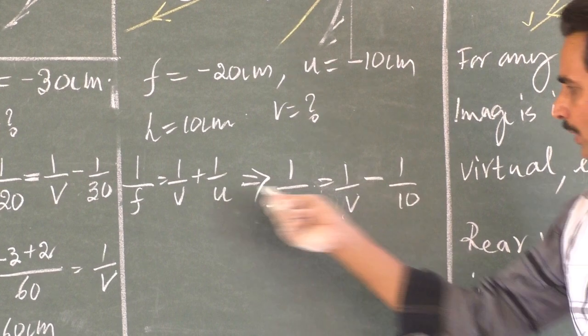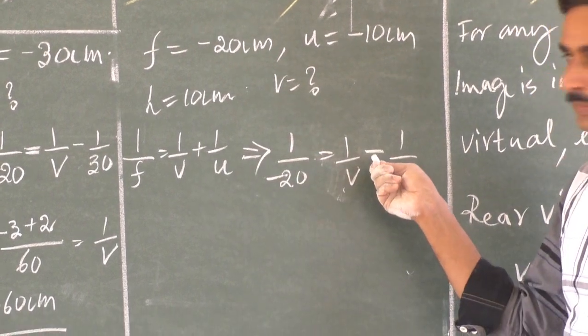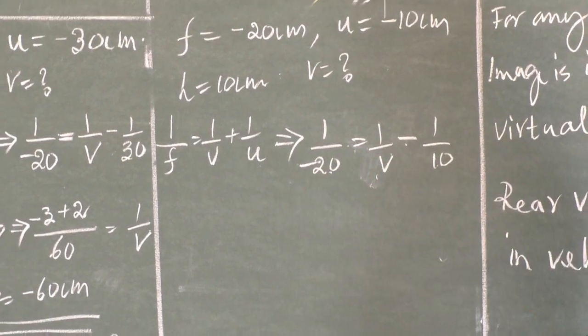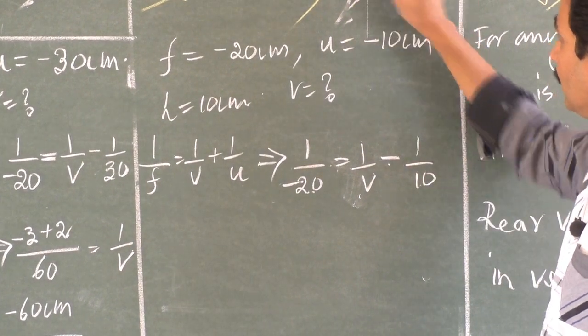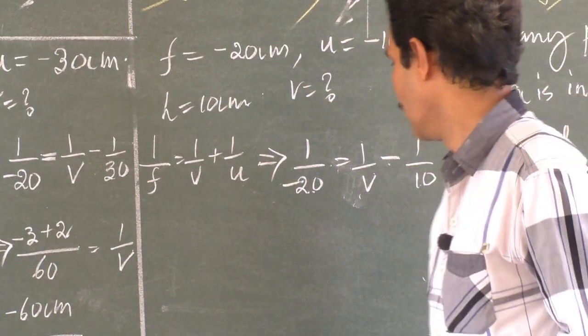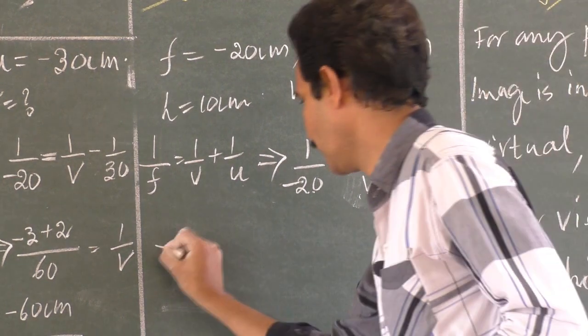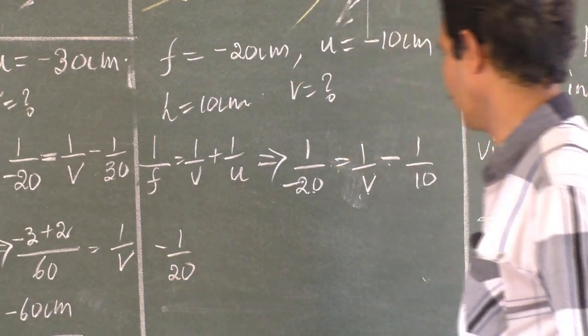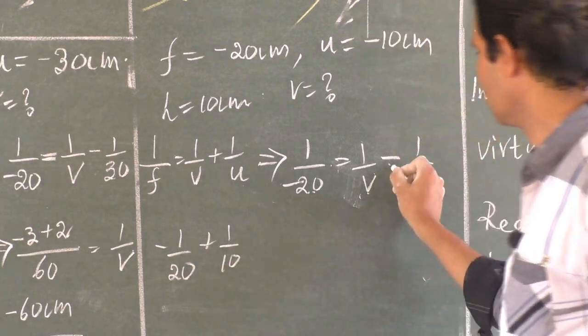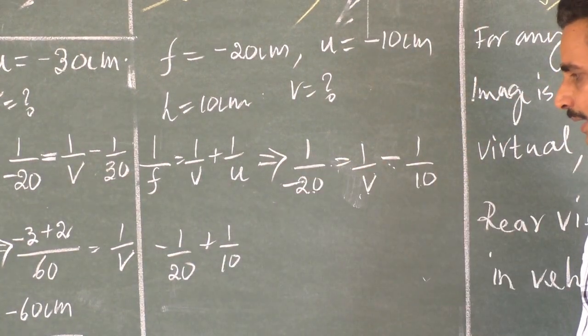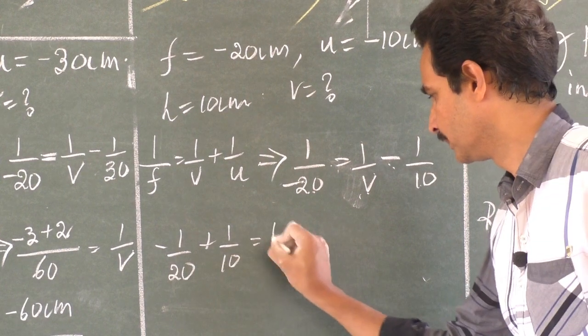Minus sign came because u becomes negative, so already I put minus sign. F is negative, so we should get inside the mirror. So what is v? V should be positive now in this case. Minus 1 by 10, 1 by 20. I'll bring this plus 1 by 10 here. This minus becomes plus when it comes to the other side. Equal to 1 by V.